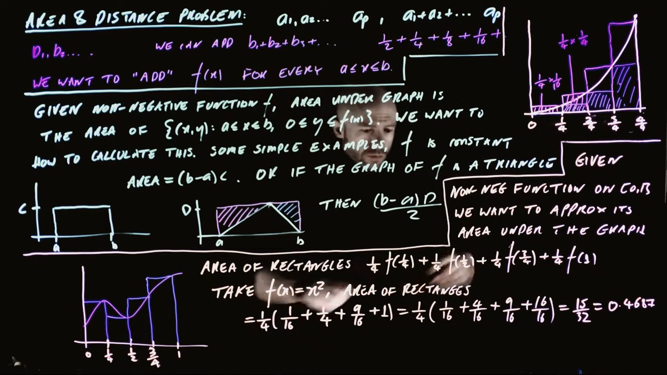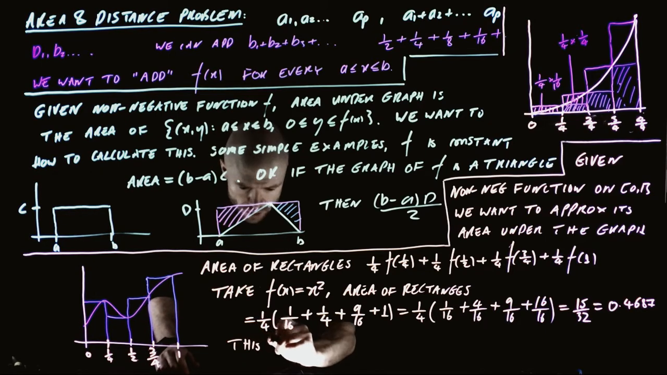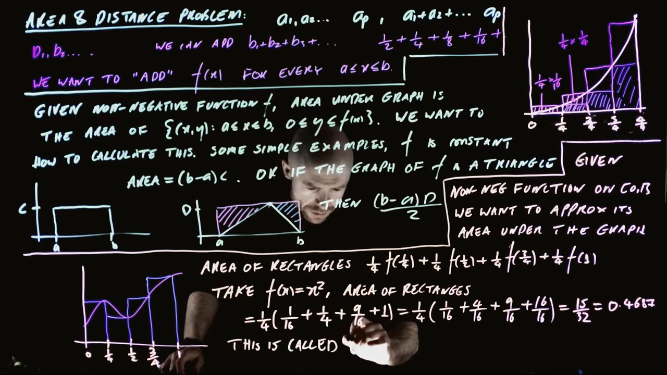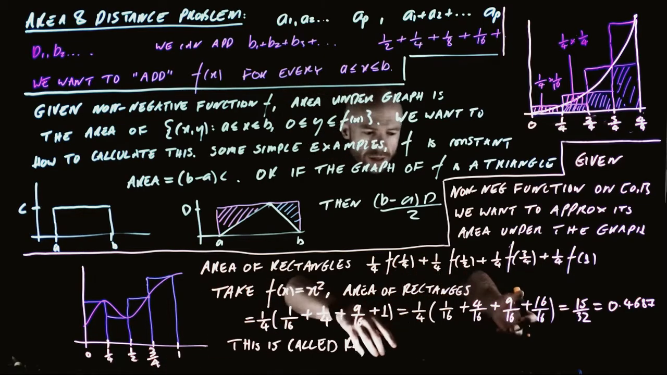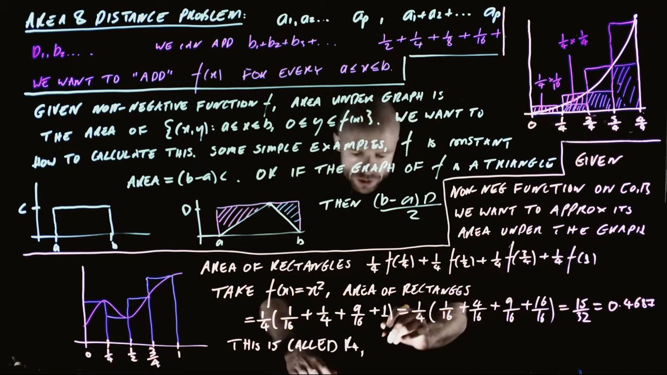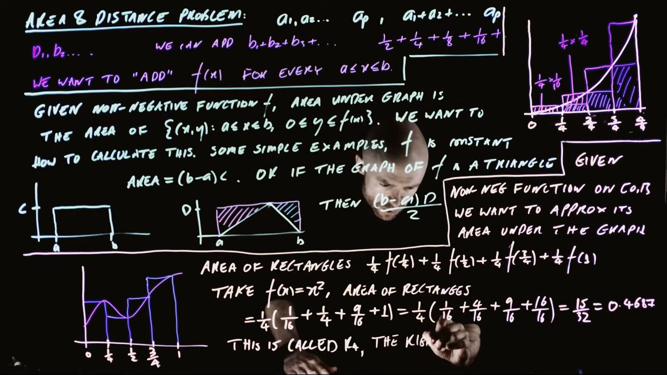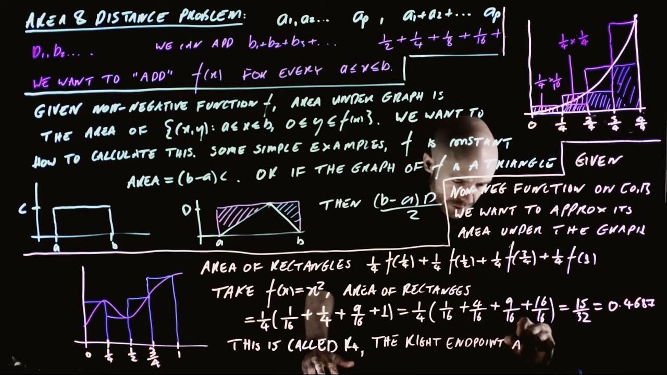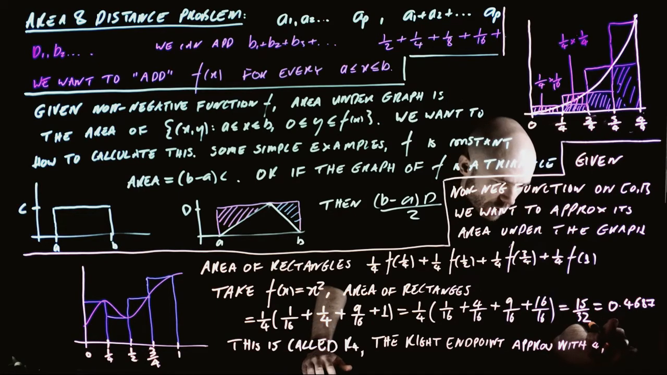Okay, so let's give us some notation. This is called R4 because we are taking 4 rectangles and we're defining them with a right endpoint approximation. So the right endpoint approximation with 4 rectangles.